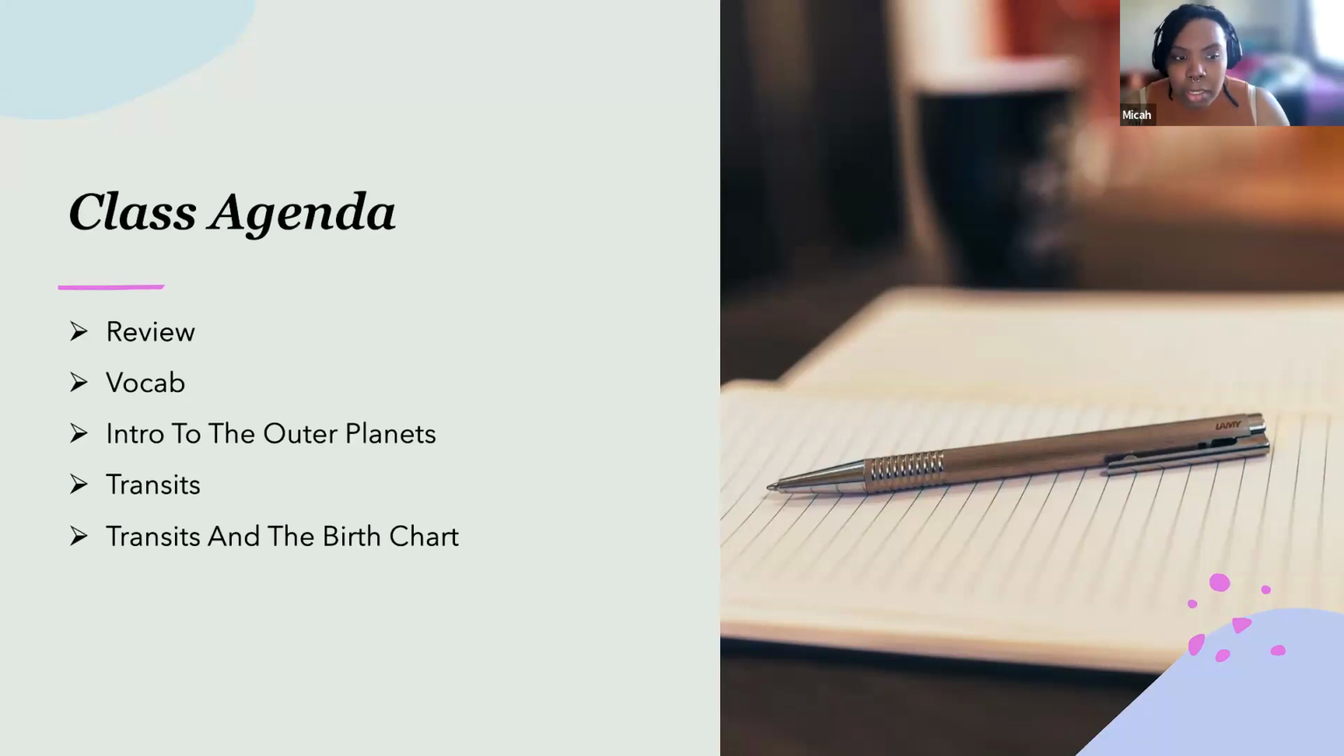We'll, of course, be talking about transits today. And if we're able to get to it, we'll talk about transits and how to loop that in with your birth chart. That's why I asked that question about the moon in Pisces today, because we'll be doing that with all of the planets in this course, but in particular today. So we do have some practice questions. I'll do a bit of a demo as well, but let's go ahead and get into this review.